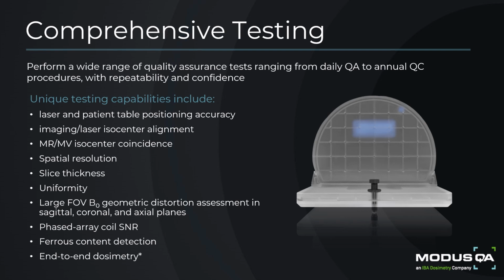And just to list off a few, you can firstly validate the laser and patient table positioning accuracy, as well as imaging laser isocenter alignment via the inscribed alignment channels, as well as using the laser landmark targets. You can also measure for laser landmark constancy and patient table offsets. Additionally, using the MR-MV targets, you can also measure for the MR-MV isocenter coincidence, and there are also several distinct imaging structures for spatial resolution, slice thickness, uniformity via that integrated flood field, as well as the 400 mm geometric distortion grids that are used to calculate the distortion of the entire treatment field.